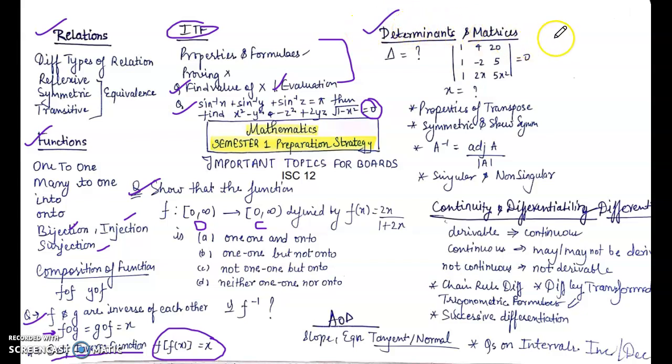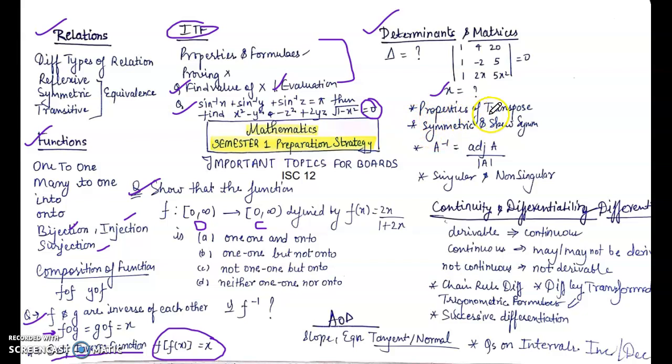Moving to determinants and matrices, they will ask you to find the determinant. For example, this is a question you can solve: the determinant of 1, 4, 20, 1 minus 2, 5, 1, 2x, 5x square equals 0, and you have to find the value of x.